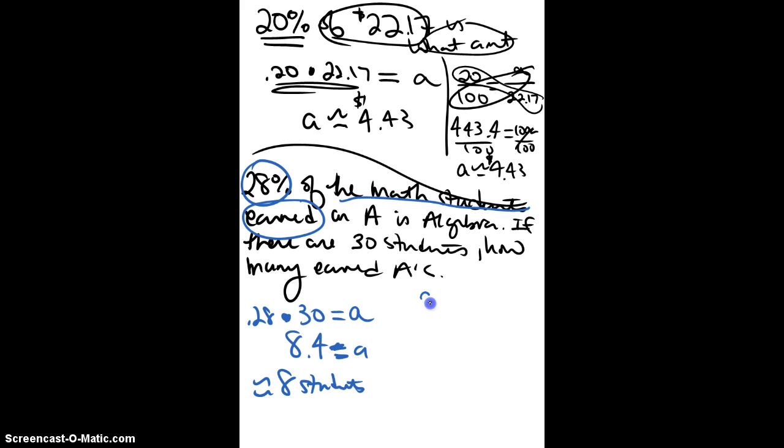This one you could set up 28 over 100, and then "is" over "of". Well, we know the "of", there's 30 students, and then the "is", of the math students is the 30. The "is" is the part, we don't know how many earned A's, so question mark. So again, the "is" and "of" might be buried, but if you understand the part out of the total, that should be fine, and then you can cross multiply and solve.